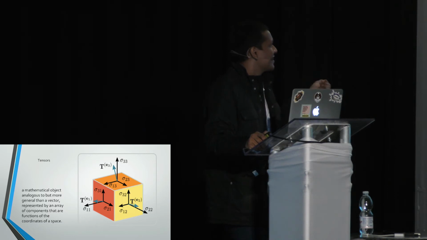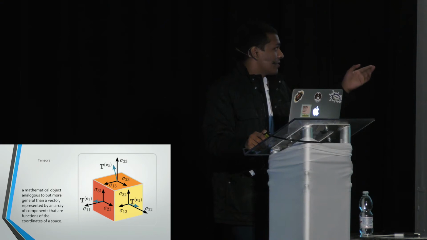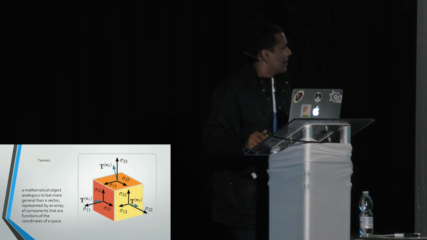Tensors are a mathematical object analogous to a vector, represented by an array of components that are functions of coordinates of a space. But in our case, basically what we do is use an n-dimensional matrix as a tensor. You think of a matrix as row by column, but think of an n-dimensional matrix as row by column by height by another dimension by another dimension, and so on and on. And by the way, this is a stress tensor, just in case you're wondering.